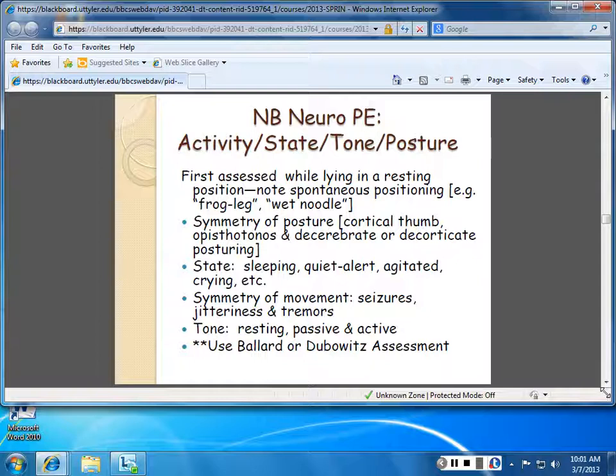What do seizures look like in a newborn? They can be very subtle, they can be very overt. Have you seen seizures in a newborn? It can be lip smacking.